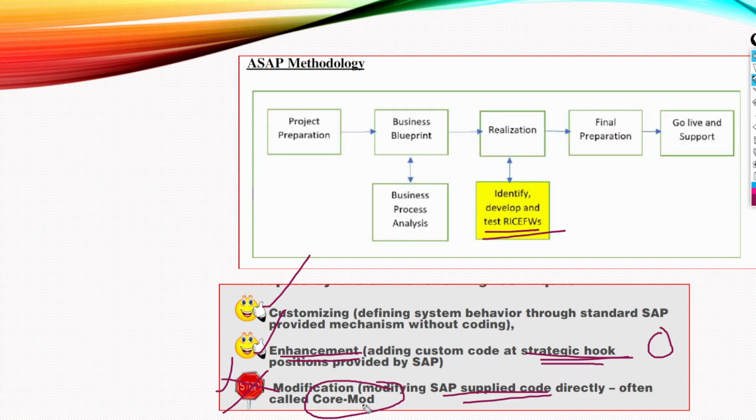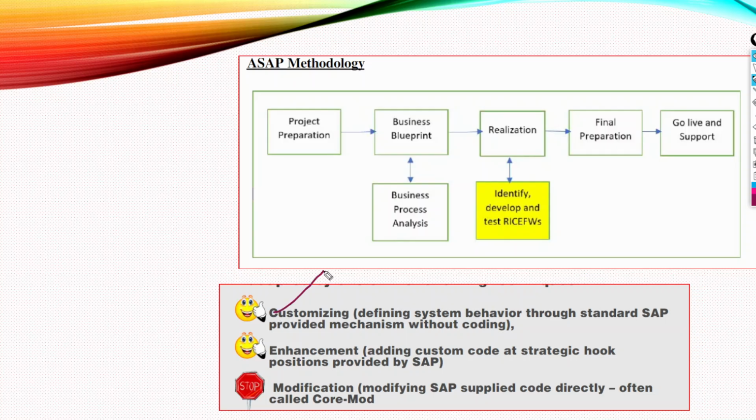So if you do any modification to the standard code, and if any issue comes because of that, SAP will not give you any support for that. So basically, whenever we have any requirement from the business, I can achieve the requirement by customizing. If it is not achieved by using the standard functionality, I'll go with enhancements.